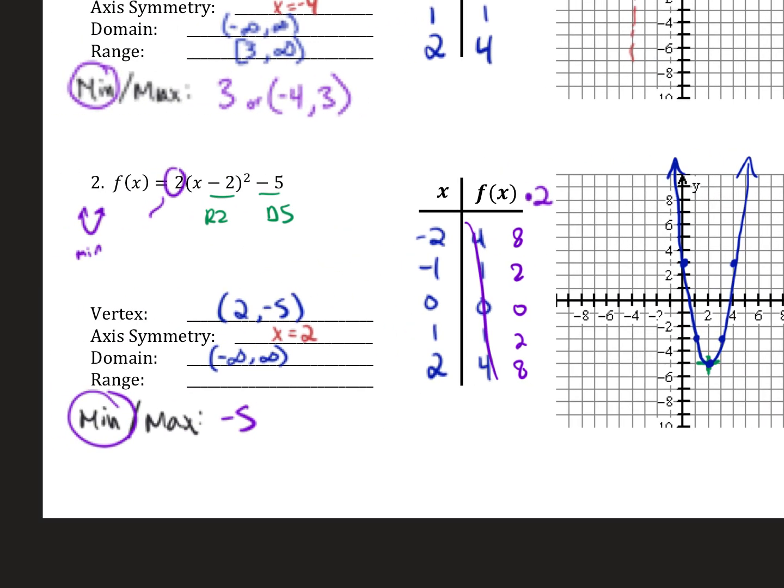And then, what is the range now? Somebody give me the range. So our range is -5 to infinity, right? Bottom, comma, top. It bottoms out at -5.